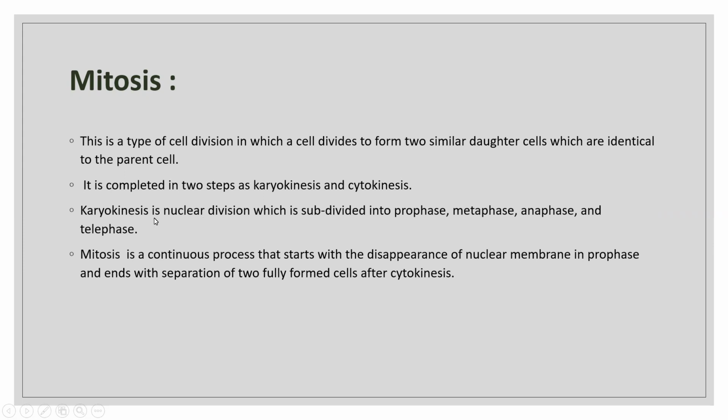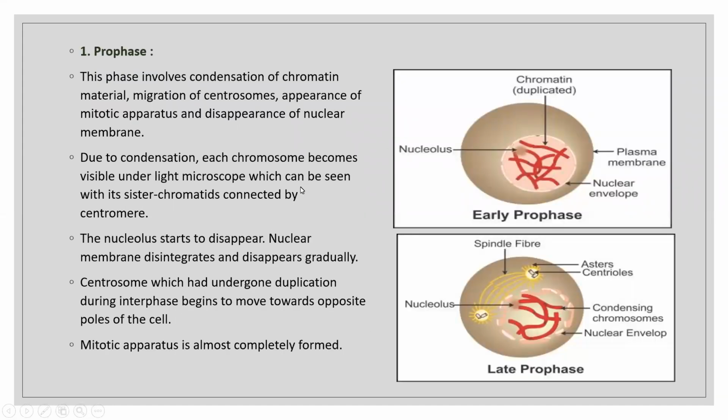Now when we see karyokinesis, it has four substages. The first stage is prophase, second is metaphase, third anaphase, and last is telophase. So as it is said, after the division of karyokinesis, cytokinesis takes place. So let us go first in detail about prophase. Now prophase is the first stage of mitosis. This phase involves condensation of chromatin material, migration of centrosomes, appearance of mitotic apparatus, and disappearance of the nuclear membrane.